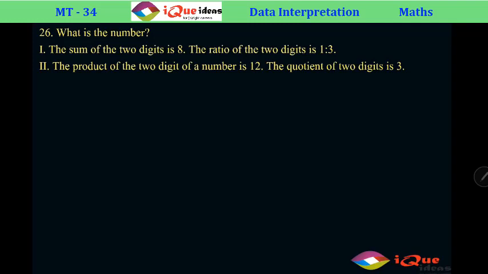Now let's take up the first question. It says, what is the number? Now it's asking what is the number. That means the number value. So we must focus on getting a unique and a definite answer. That's very important in these questions. Unique and a definite answer.